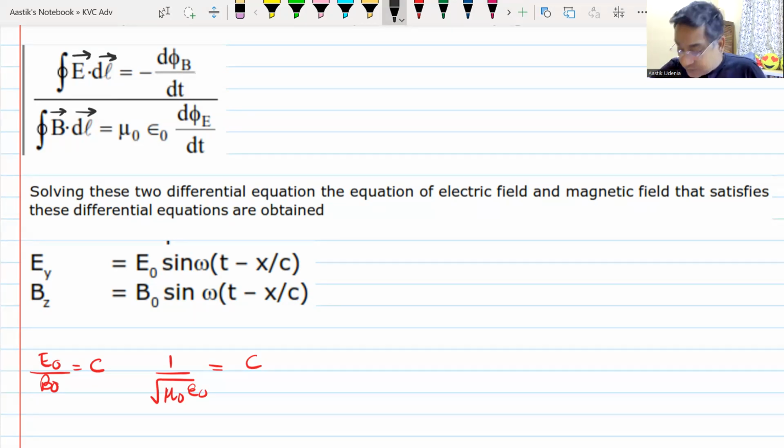What we have to understand here is that the electric and magnetic fields are not in the same direction; they are mutually perpendicular to each other. Do we understand this? I'll give you 2 minutes to note this down.